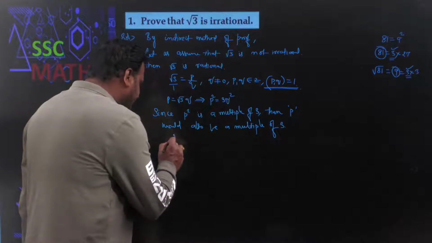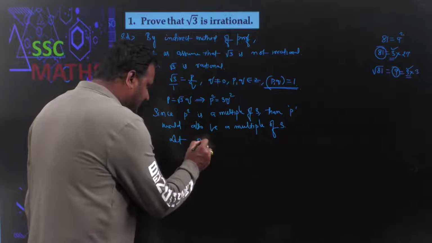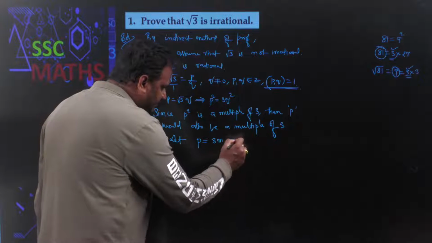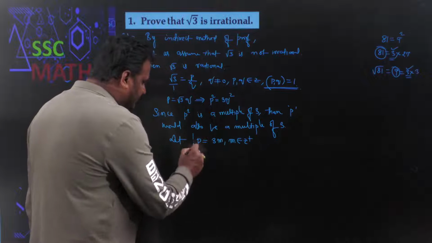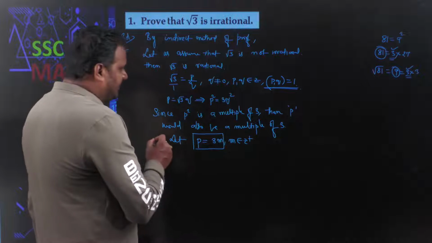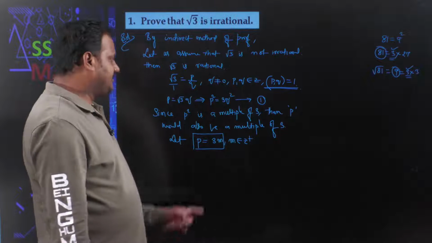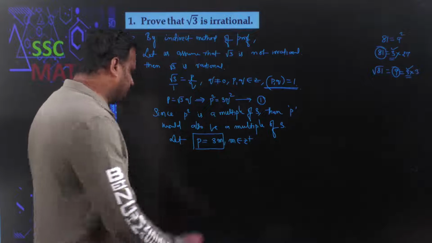Then how do you write that p? Since p is a multiple of 3, let p be equal to 3 into m, where m is any positive integer. Okay? Because p is a multiple of 3. Let me take this equation as the first equation. Now I am going to substitute p is equal to 3m in the first equation.